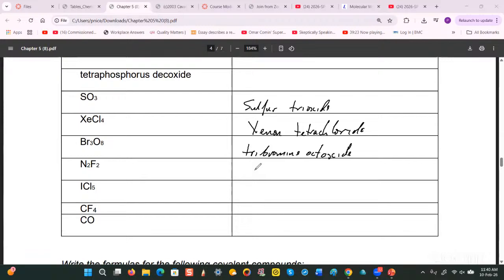N2F2, dinitrogen difluoride. Okay. And then ICl5. Iodine pentachloride is correct. Okay, very good. CF4. Carbon tetrafluoride is correct.